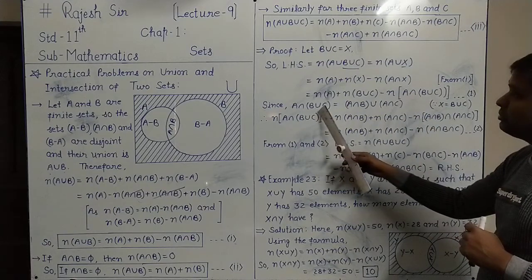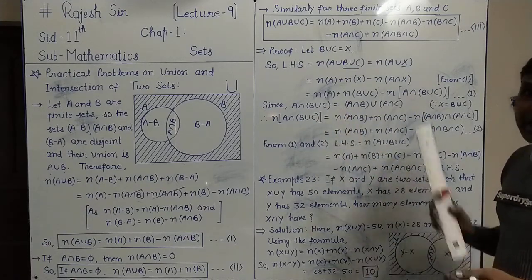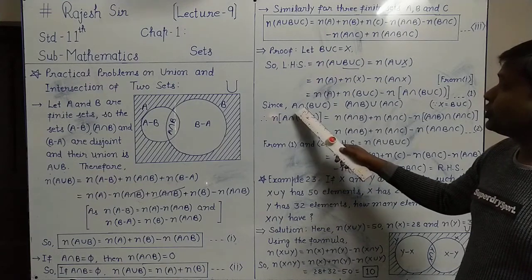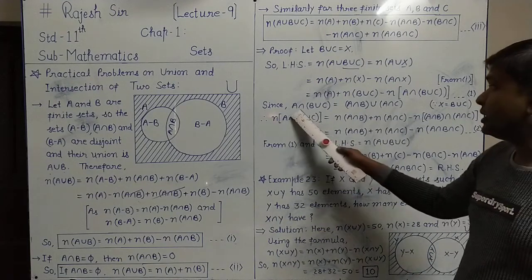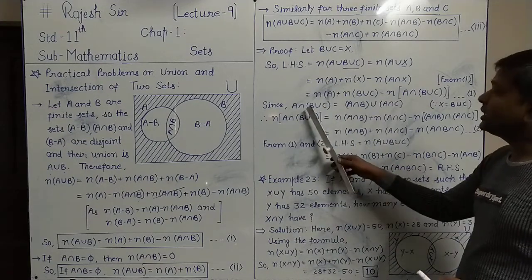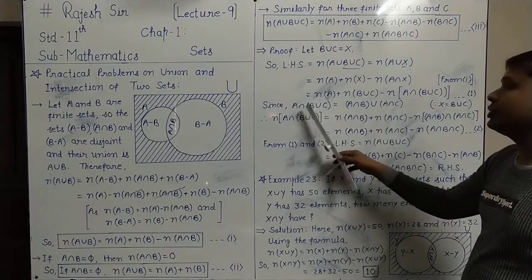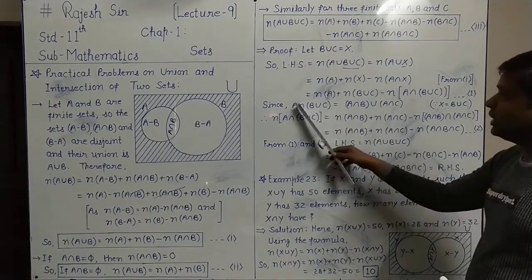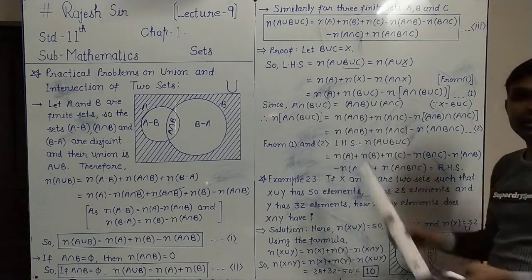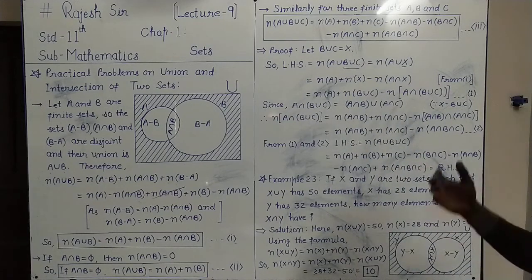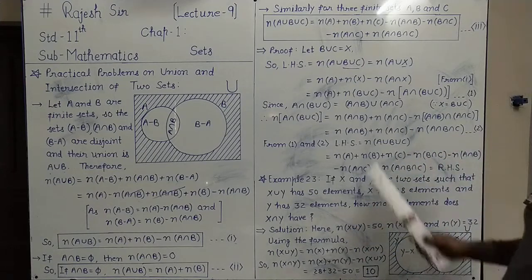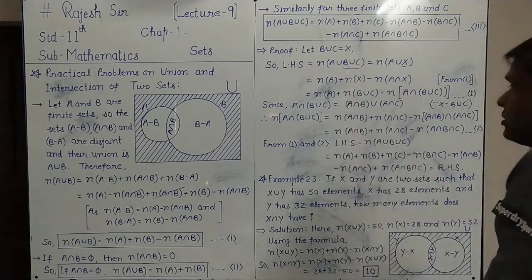So A intersection B union C, as we have seen, uses the distributive law, the distributive law of intersection over union. The intersection outside of the bracket will be distributed over the union. So A intersection B union with A intersection C. This is called distribution of intersection over union, which we have seen in previous lectures.